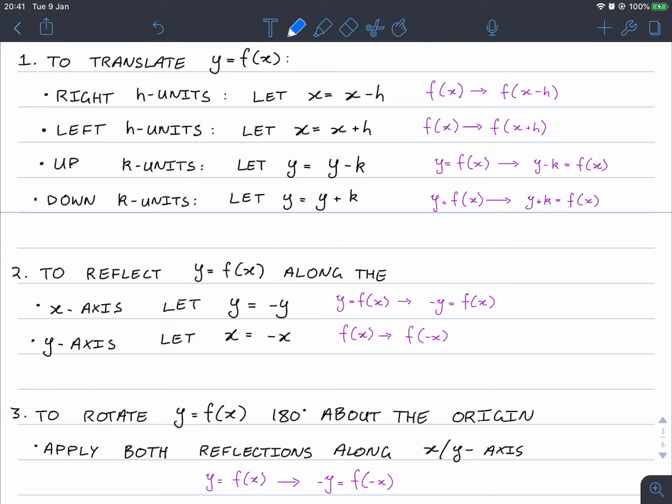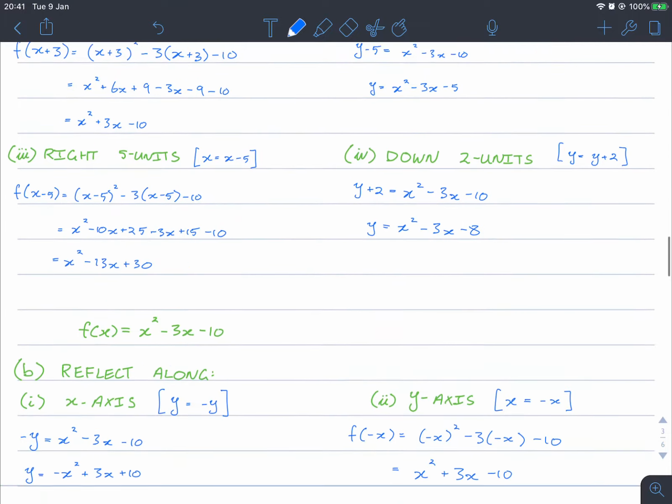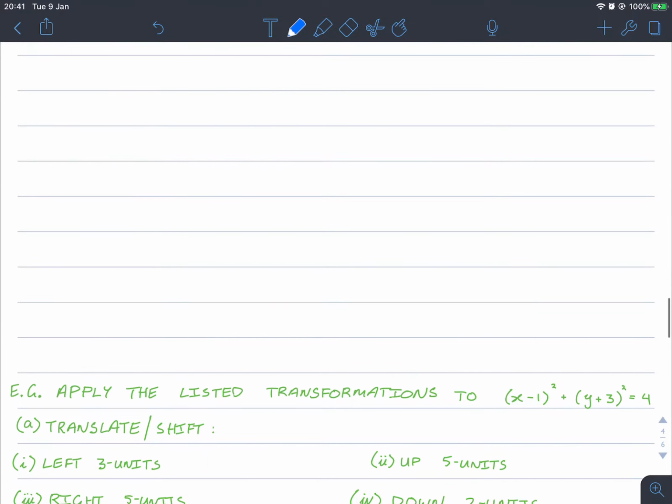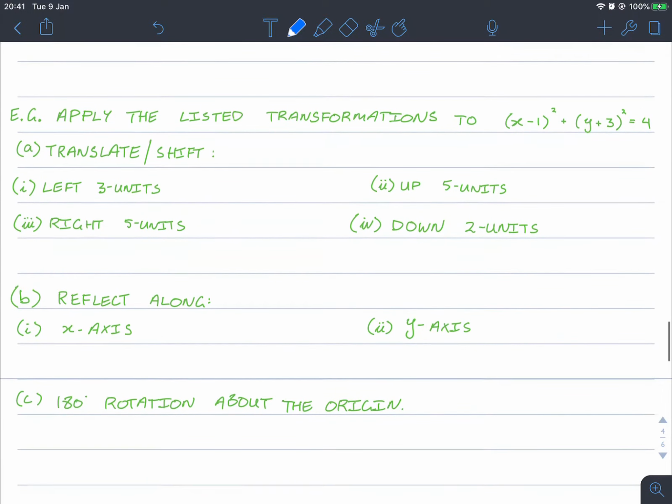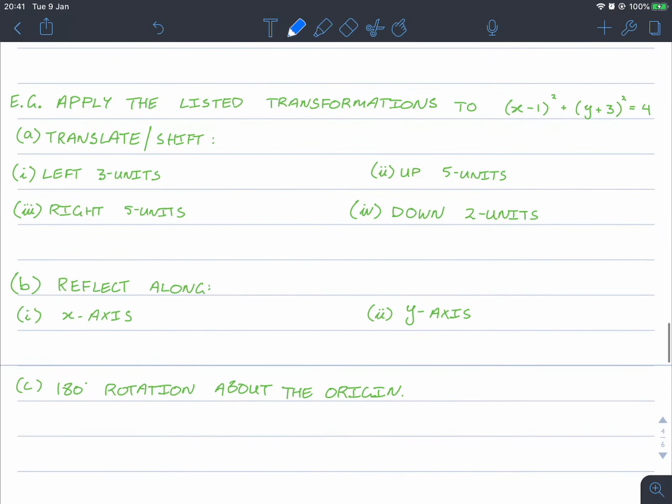This is just a continuation on transformations. In the previous video we saw that we could translate, reflect, and rotate functions using function notation. But in this video I'm going to do another example on transforming what is not a function. So let's apply the listed transformations to this here.